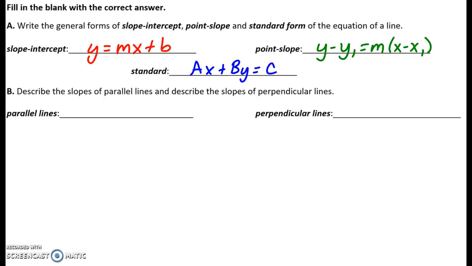B. Describe the slopes of parallel lines and describe the slopes of perpendicular lines. Remember, parallel lines have the same exact slope between the two equations, and perpendicular lines, their slopes are what we call opposite reciprocals.